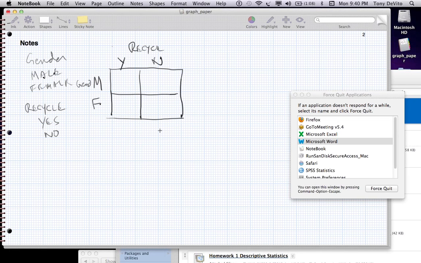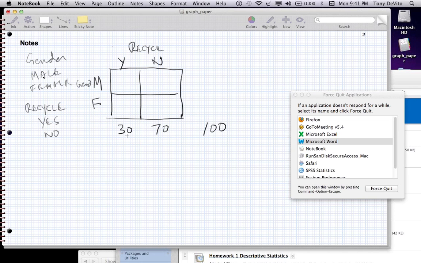So in this crosstab or this table, in this box, I'm going to examine my sample population. I'm going to go out and sample 100 people. I'm going to ask them their gender, and I'm going to ask them if they recycle. As it turns out, I may find that, say, 30 out of the 100 recycle, and 70 out of the 100 do not recycle. Okay, so now I need to figure out what I'm going to fill in here.